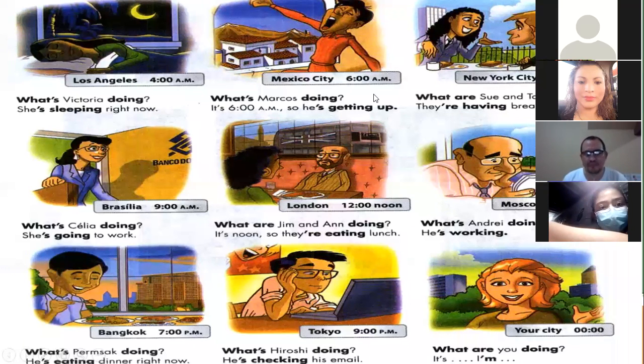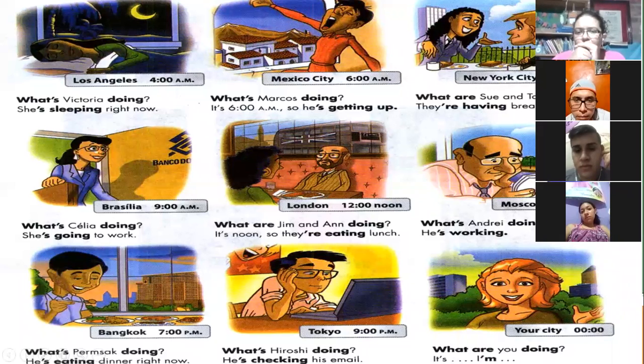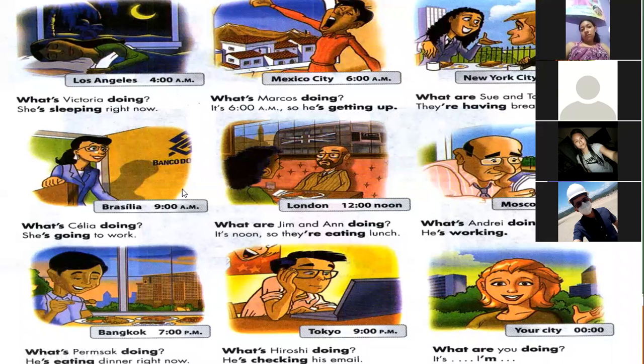Mexico City, 6 a.m. What's Marcos doing? It's 6 a.m. So he's getting up? Okay, very good. He's getting up. Se está levantando. Okay, getting up. Very good. Next, please. Wendy. New York City. What are you and Tom doing? They're having breakfast. Okay, they are having breakfast. Remember, 7 a.m. So it's in the morning and breakfast is desayuno. Okay, very good.